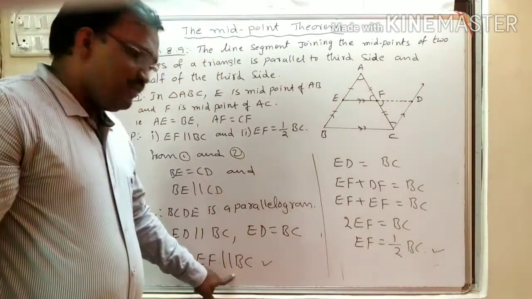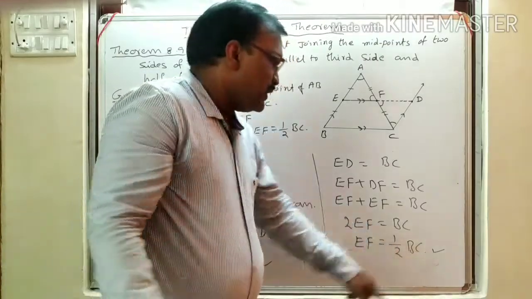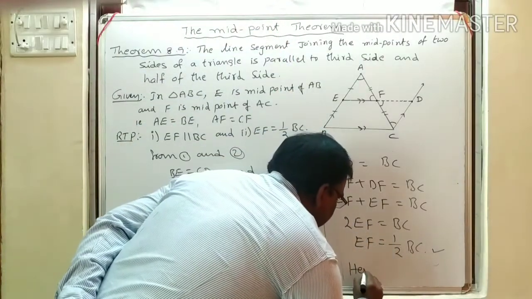So one is EF is parallel to BC. The second condition, EF is equal to half of BC. Hence proved.